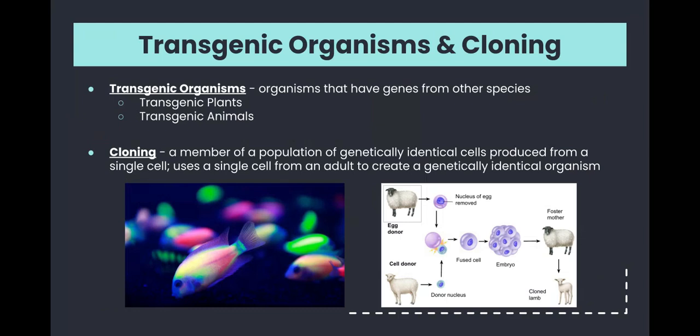Now, there's another vocab word that we need to know, which is cloning. This is where a member of a population of genetically identical cells is produced from a single cell. In other words, we take a cell from an adult individual and cause it to go through cellular division so that we then create a genetically identical organism. This is so much easier if we are cloning unicellular organisms. That's not difficult. But when we get to multicellular organisms, we still have a lot to learn, and there's still a lot of problems with it.